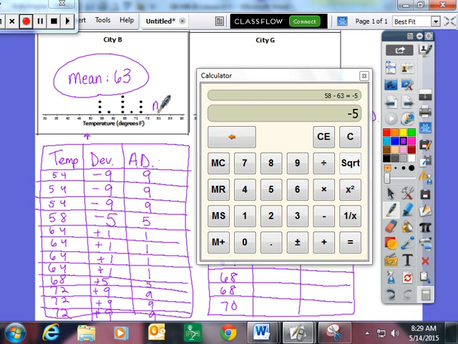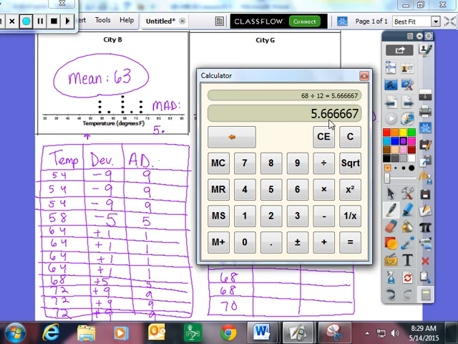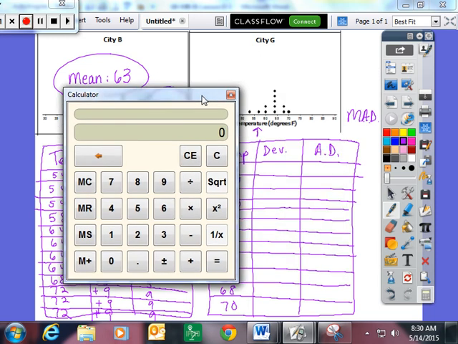Now to find the mean absolute deviation, you add all of these up and find the average again. Okay, you're going to get a sum of 68, and when I divide that by the 12 absolute deviations I added, you are going to have a mean absolute deviation for city B. I'm going to round to the nearest tenth. Okay, so it's going to be 5.7 for this city.